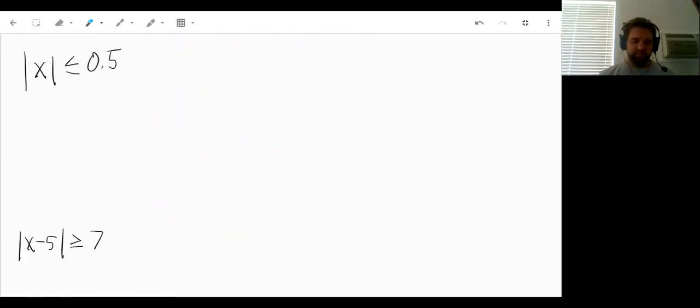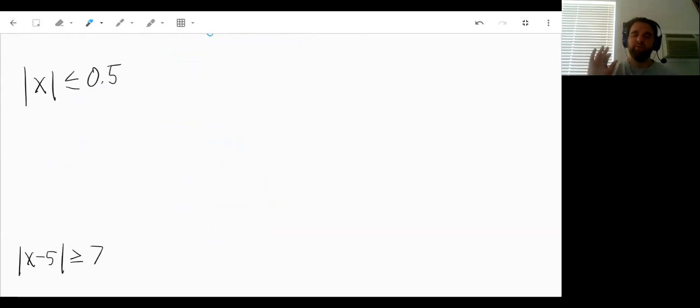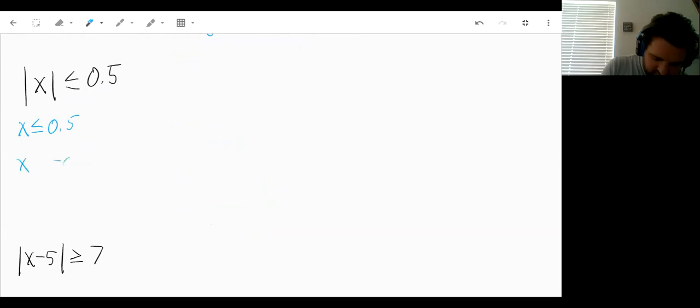Let's try this one. So we have the option where it's as written, nothing changes. So x is less than or equal to 0.5. Or we have the negative version, where x is going to be -0.5, and it flips the direction of our inequality. So x will actually be greater than or equal to -0.5.